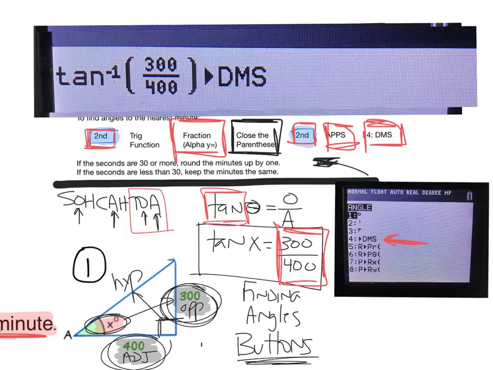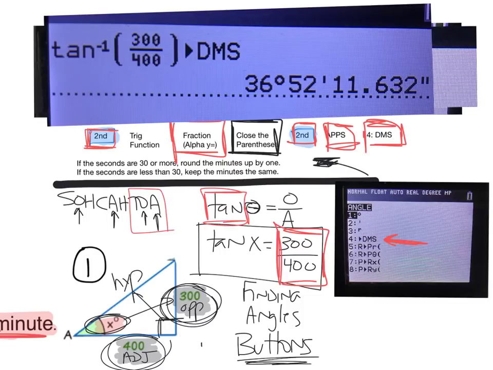Option 4 stands for degrees, minutes, and seconds. And then when you press enter, here's what your calculator should look like. 36 degrees, 52 minutes, 11.632 seconds. Our rule for rounding says you always look at your seconds. So in this case, 11.632.